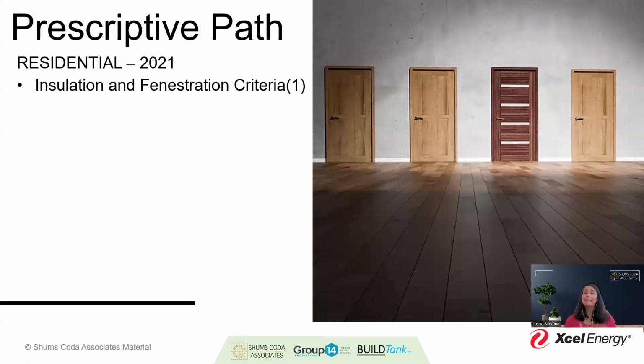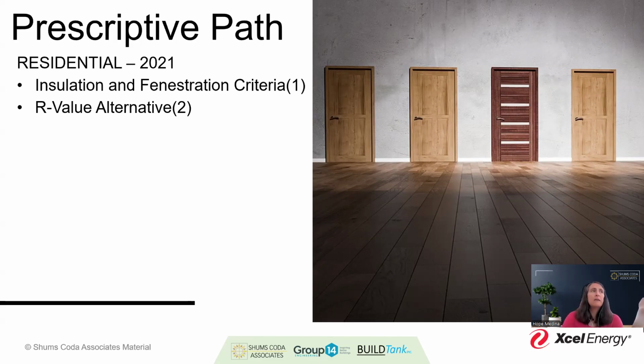Now on the 24, it does stay the same. So the installation and fenestration criteria is referring to that U factor option. Now our second one is our R value alternative. Probably when we say prescriptive, it's very recognizable to us. And this is the one that many, many people think about when you say, I'm going prescriptive. Now, your third option is the total UA alternative.